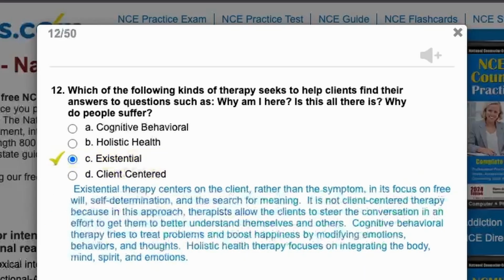C. Existential therapy centers on the client rather than the symptom, in its focus on free will, self-determination, and the search for meaning. It is not client-centered therapy because in this approach, therapists allow the clients to steer the conversation in an effort to get them to better understand themselves and others. Cognitive behavioral therapy tries to treat problems and boosts happiness by modifying emotions, behaviors, and thoughts.